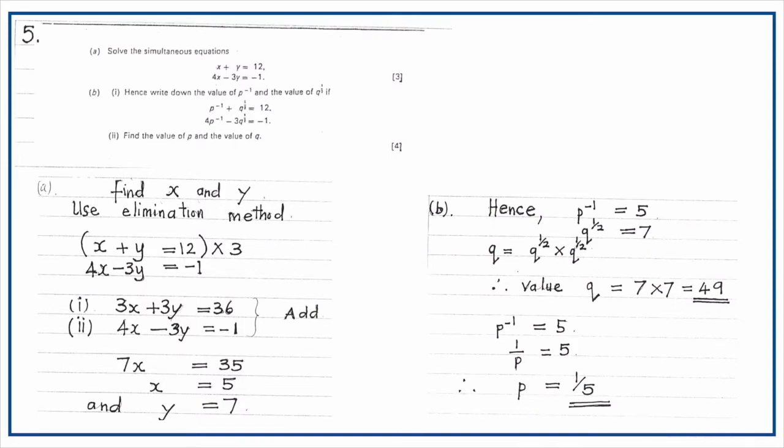Part B, hence write down the value of p to the power minus 1 and the value of q to the power half if p to the power minus 1 plus q to the power half equals 12, and 4p to the power minus 1 minus 3q to the power half equals minus 1. Hence, we can write that p to the power minus 1 equals 5 and q to the power half equals 7. We can write q equal to q to the power half times q to the power half. Therefore, the value of q equals 7 times 7 equals 49.